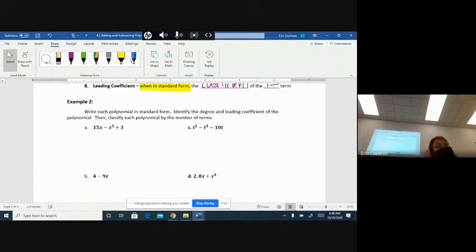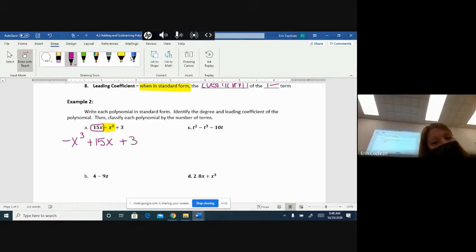Good. All right. So if I look at A, 15x minus x cubed plus 3, which one has the highest degree, highest exponent? The negative x cubed, right? So I'm going to put that first. So I have negative x cubed. What would be my next highest exponent? A positive 15x. So I'll put plus 15x. And then what's left? Plus 3. So this would be in standard form now.